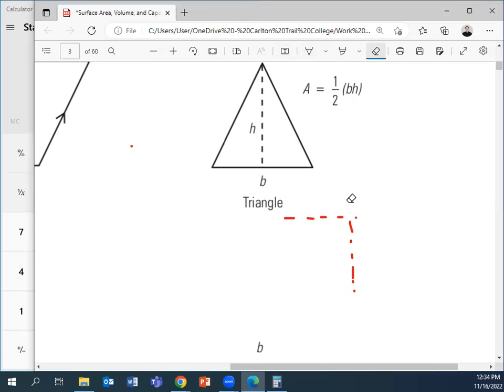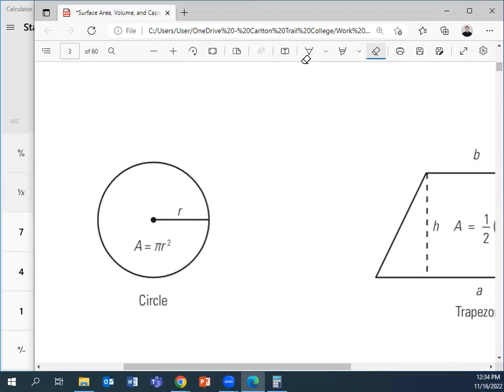Let me just erase all that lovely stuff here. And circle. So this one here is A equals pi r squared. I'm going to go into pi in a second, but remember, pi r squared just means r times r, right? So this is pi times r times r. What does the r stand for here? Radius. Yeah, it's radius, right? That's half the length of the circle.